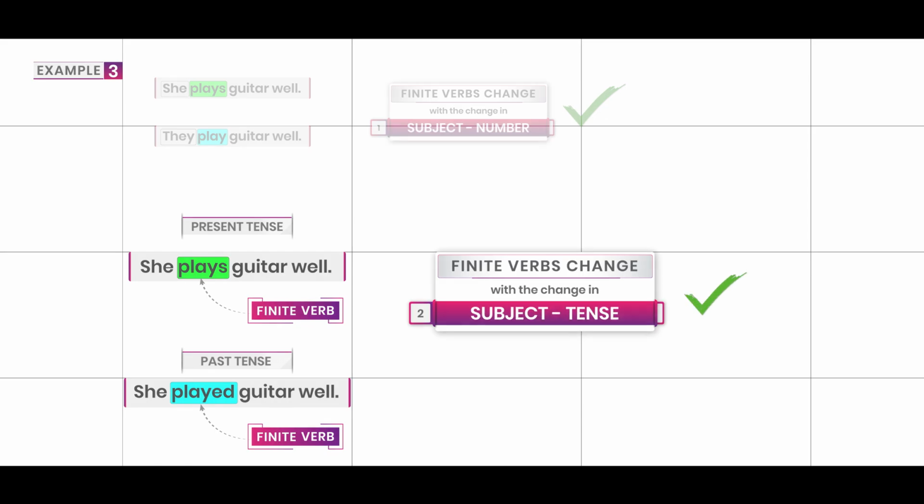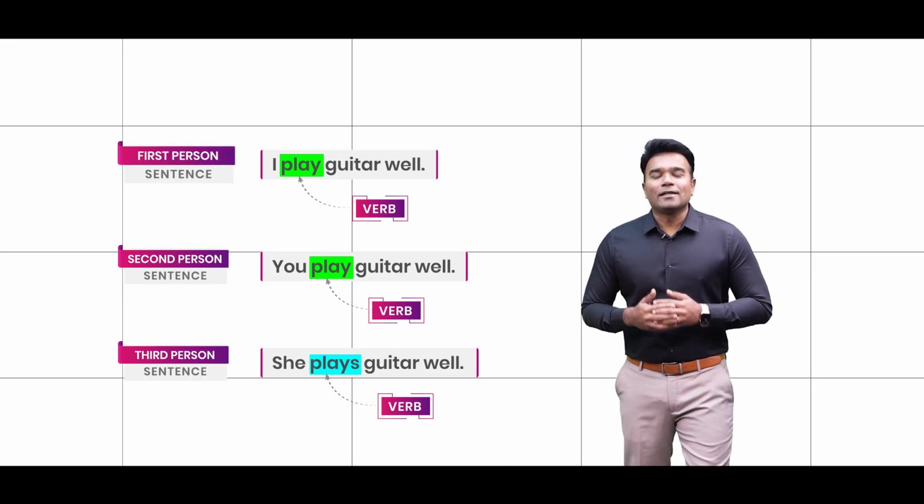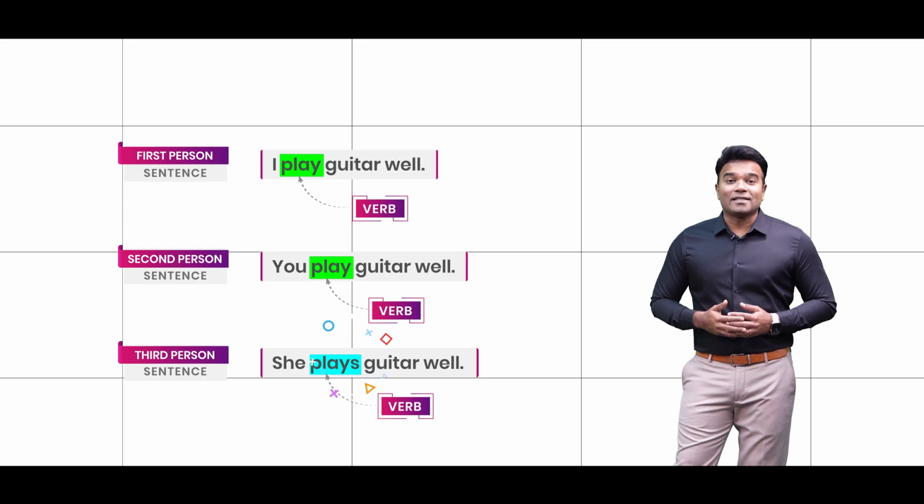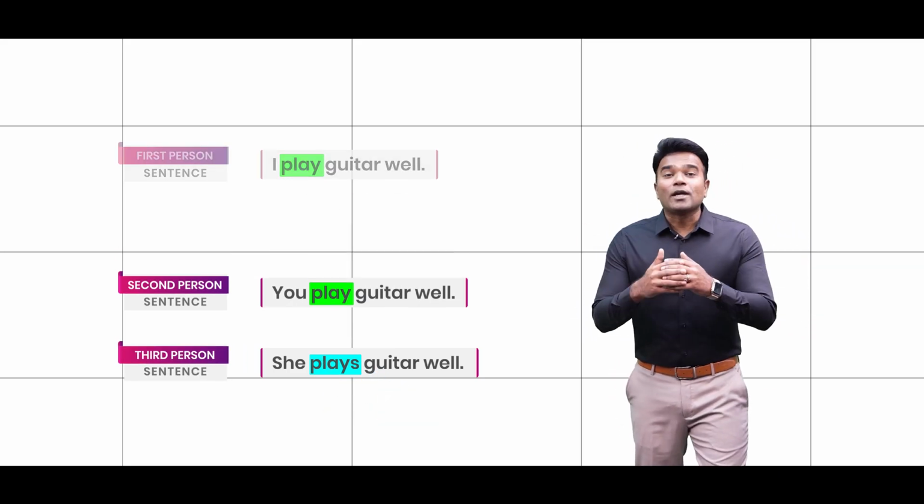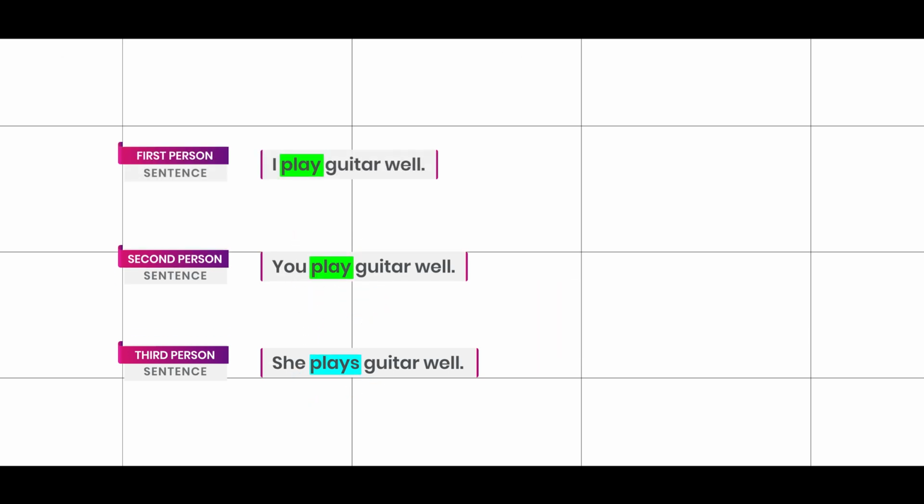But then you know that this happens to be the first person sentence, this happens to be the second person sentence, and this happens to be the third person sentence. And I'm sure now you can notice that whenever the sentence changes from the second person to the third person, the verb also has changed from play to plays. In other words, whenever there is a change in the subject person, the verb also is changing, and hence we categorize this as the finite verbs.